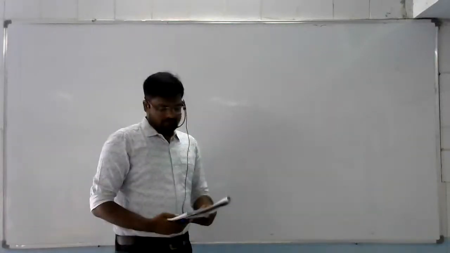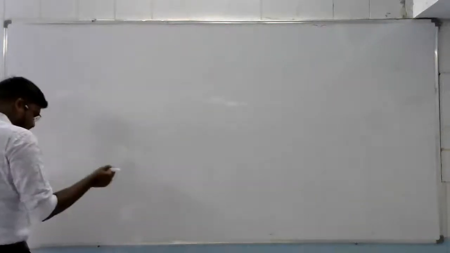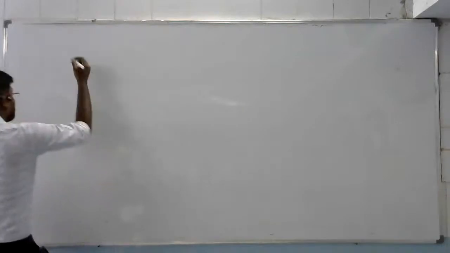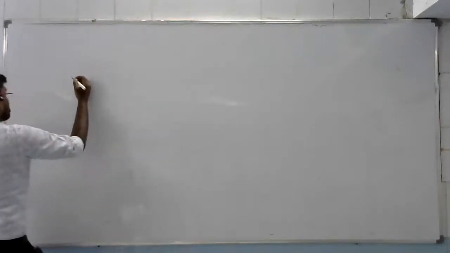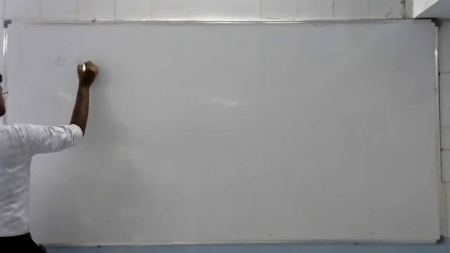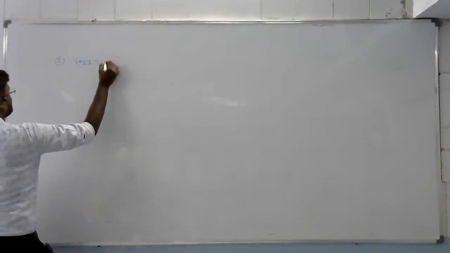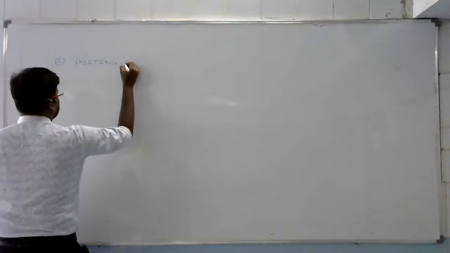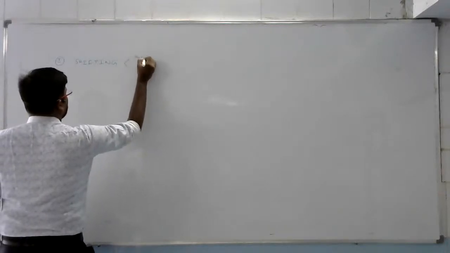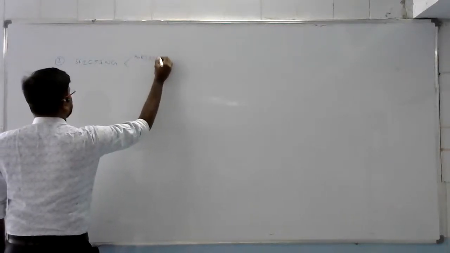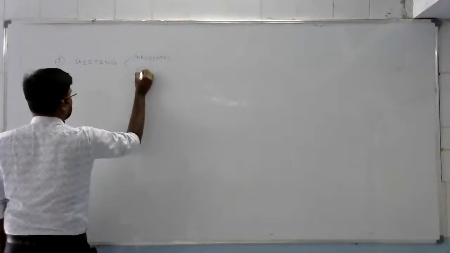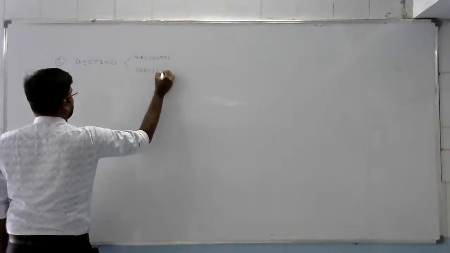Continue with the signum function. I think yesterday we completed 3 transformations. I'll just revise. What are the transformations we have covered so far? First one is shifting, right? In shifting, I explained 2 types of shifting. One is horizontal, the other one is vertical.